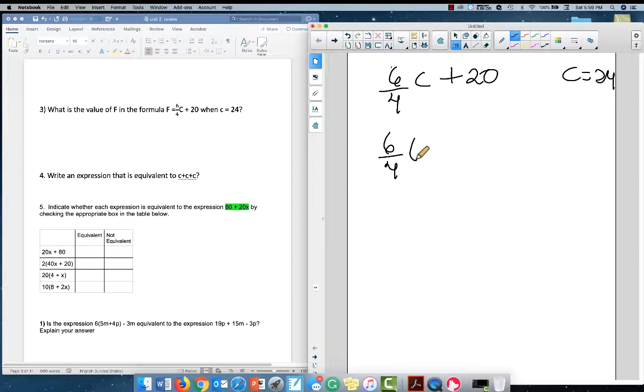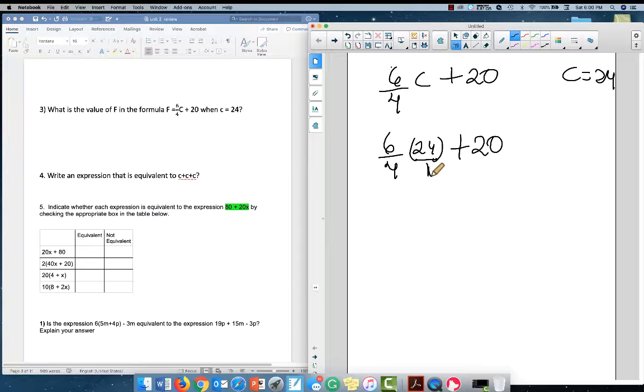Parenthesis. This signifies multiplication as well. Substitute the value of C with 24, plus 20. We're going to have to multiply this. Since we can't multiply a fraction by a whole number, turn it into a fraction here. And just for the sake of getting a smaller number, we're going to have to cross cancel.